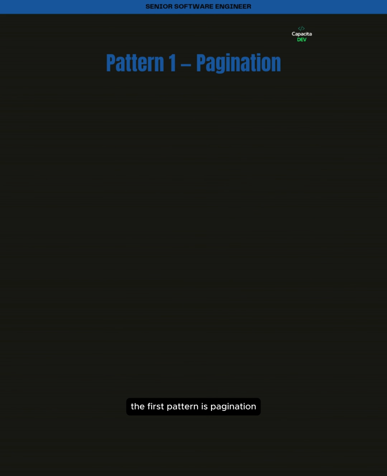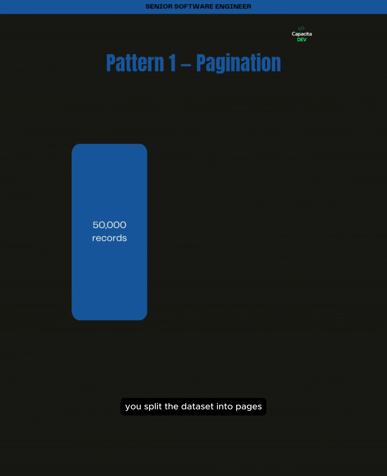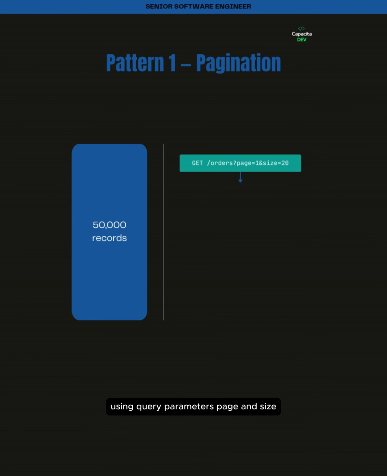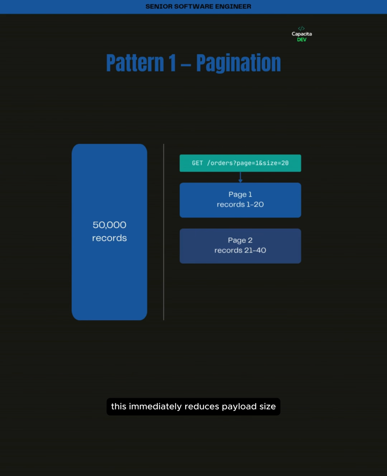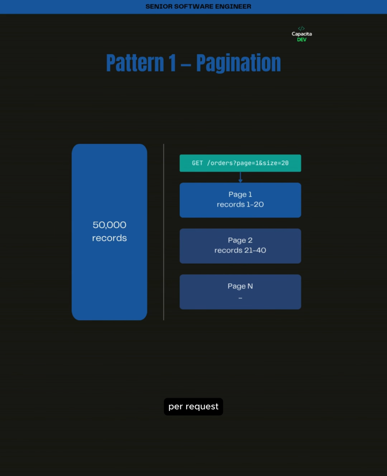The first pattern is pagination. Instead of returning all records at once, you split the dataset into pages. The client requests one page at a time using query parameters, page and size. This immediately reduces payload size from 80 megabytes to a few kilobytes per request.